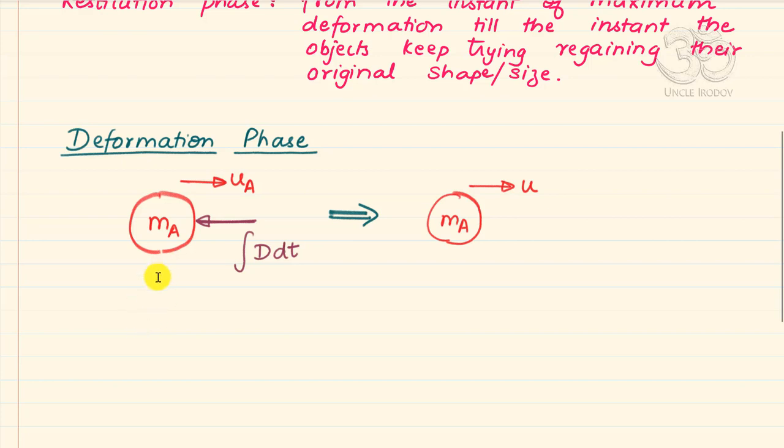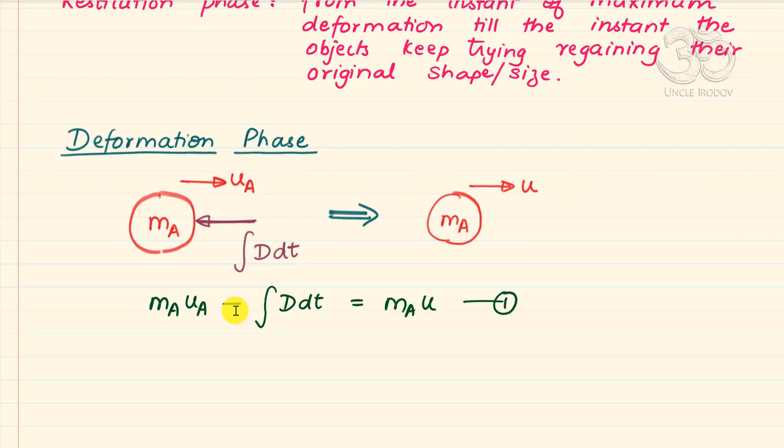So what equation can we write? In terms of equations, what I can say is ma times ua, the initial momentum, plus the total change in momentum should give you the final momentum. But how much is the total change in momentum? Change in momentum is equal to the impulse, and because the impulse is in the opposite direction, let me treat it as negative. Minus integral of D dt is equal to ma times u.